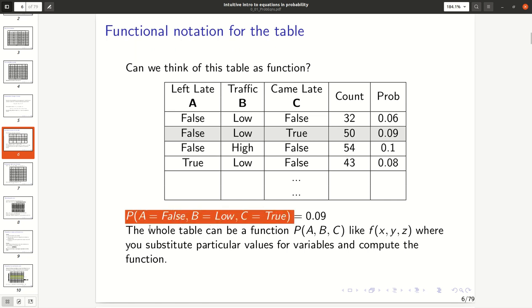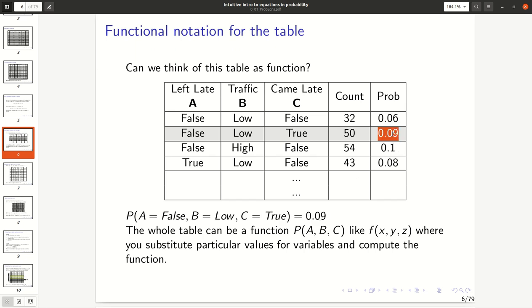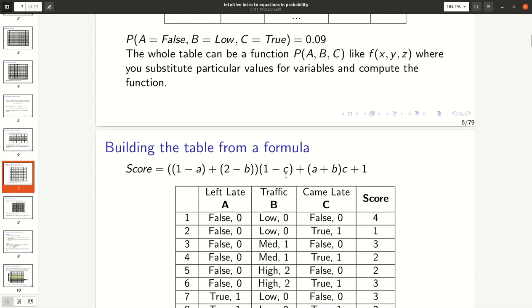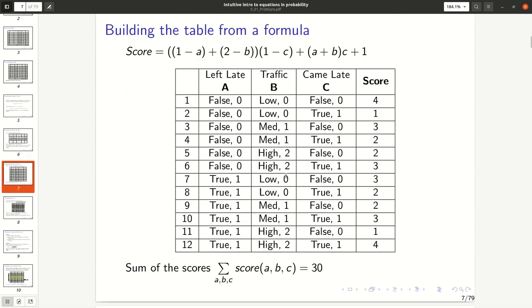The value of p when a is false, b is low, and c is true is 0.09, as indicated by the second row. So yes, we can think of the table as a function. But can we build a table from an elegant expression? Let's see how to do that.